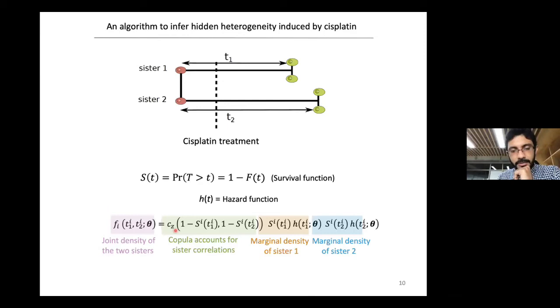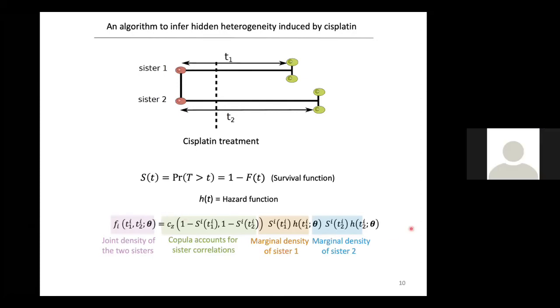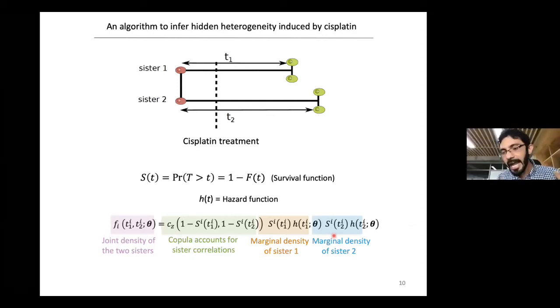So then I write down this joint density for these sisters, and then the likelihood function is just going to be a product of all these joint densities. So basically products of this right-hand side. Right, for all the cells. And then once I have that, essentially I could have maximized it and found out what these parameters theta are.